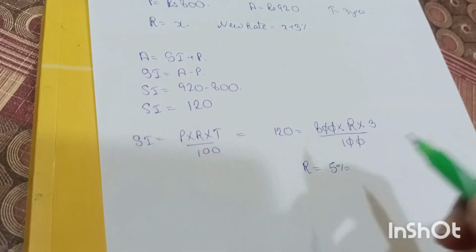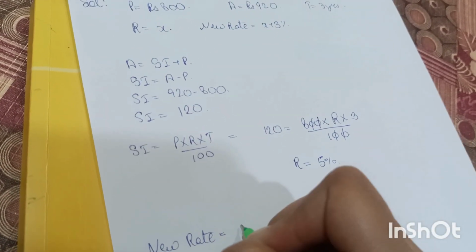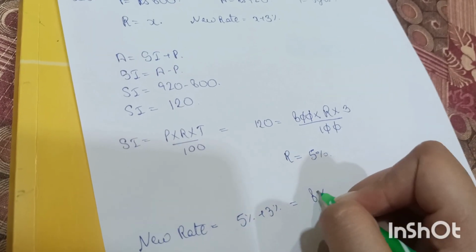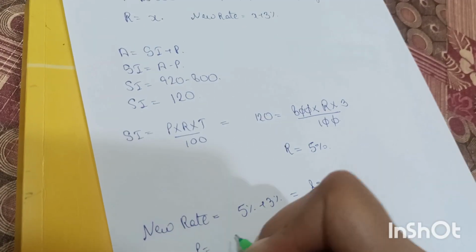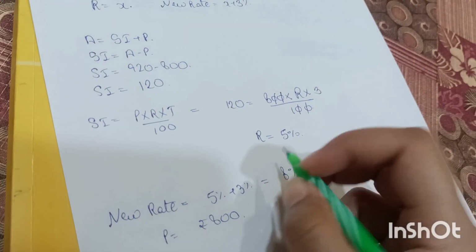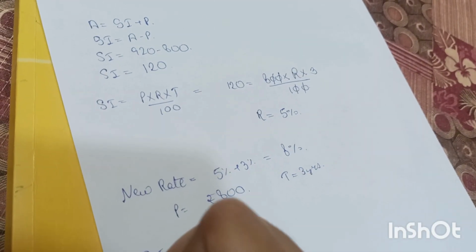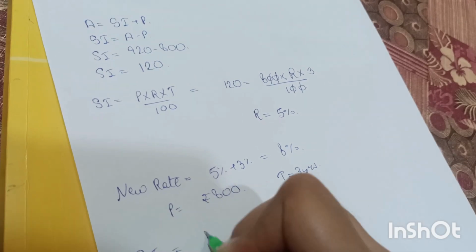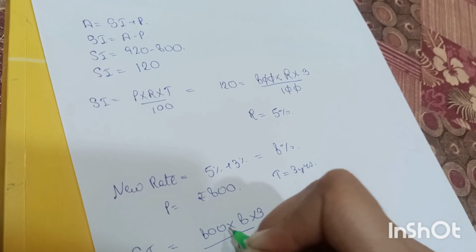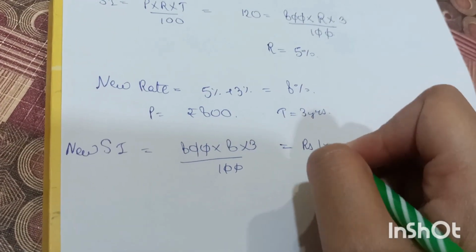So first let's see the new rate. The new rate will be 5% plus 3%. So you will get 8%. Principal will be the same, rupees 800, and you know that time is given as 3 years. So now let's find the new SI. New SI will be 800 into 8% into 3 upon 100. So you will get the value as rupees 192.